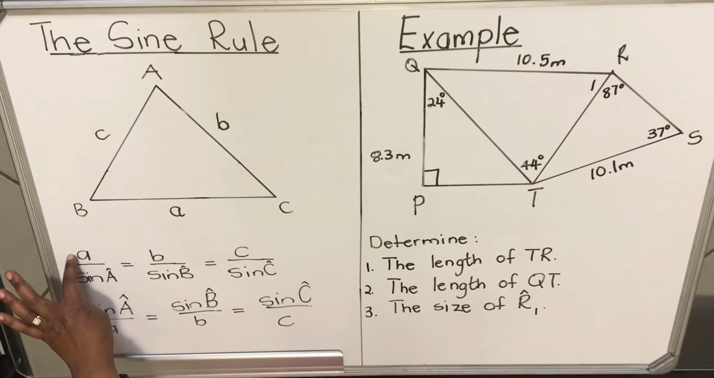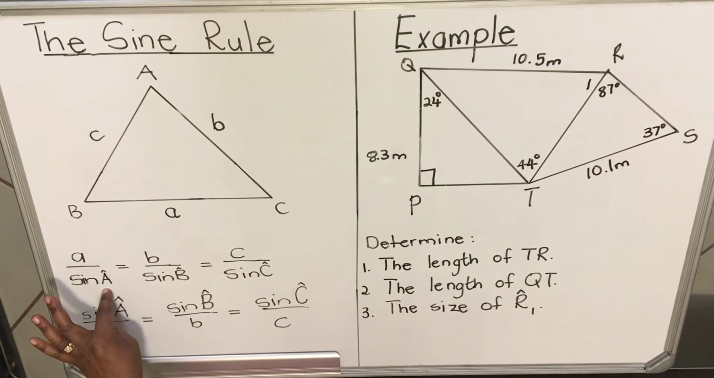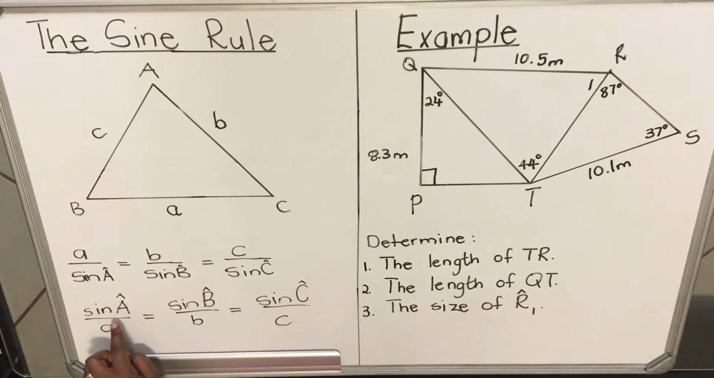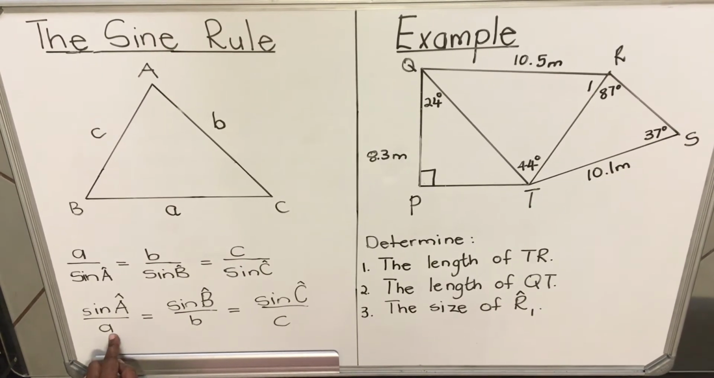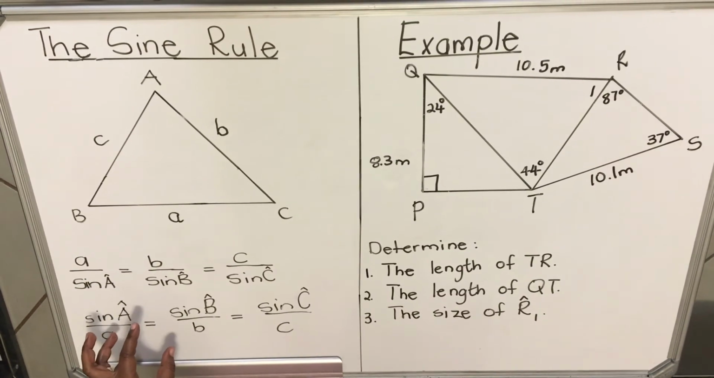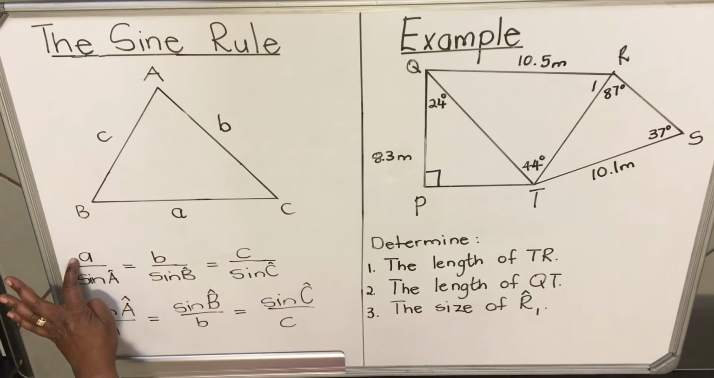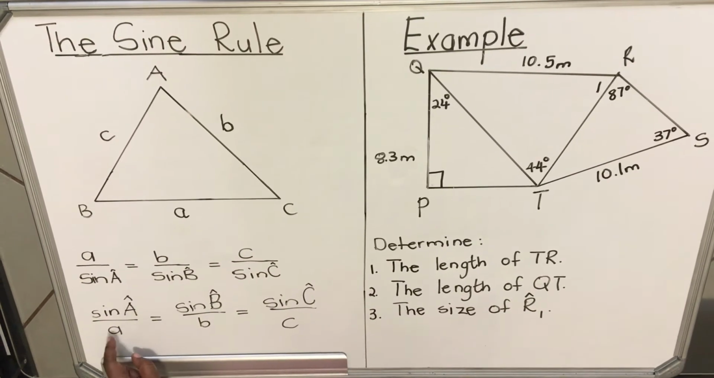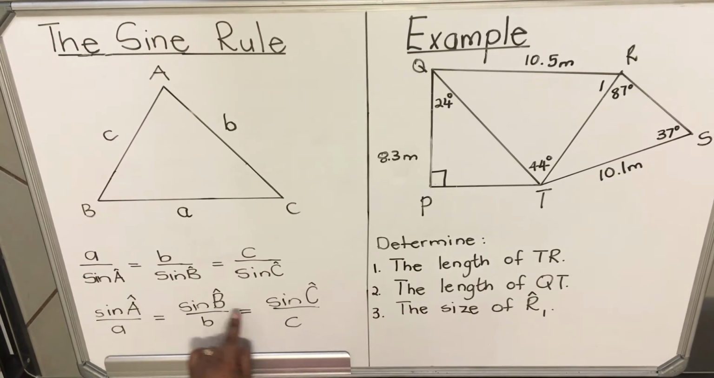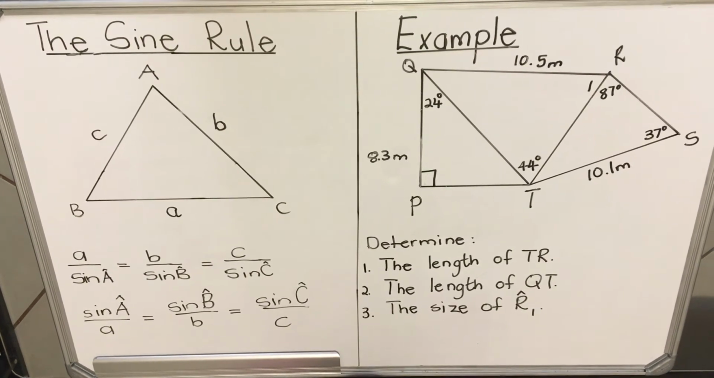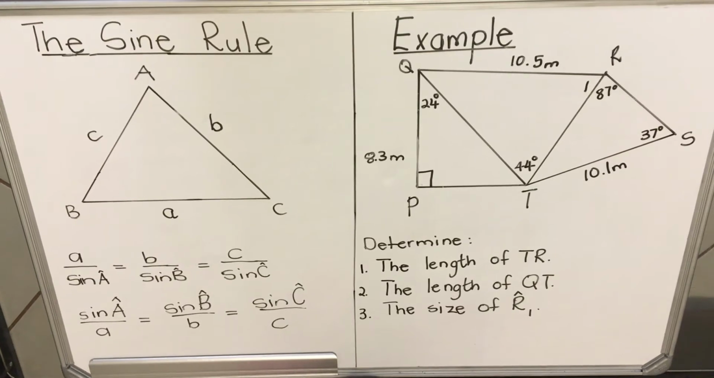So it's a side over sine of an angle, or you can write it as a reciprocal like here: sine angle over a side. So which one would you choose when? When you are looking for a side, you're going to put the side on top. When you're looking for an angle, you're going to put the angle on top. So we're going to use an example to see how this works.